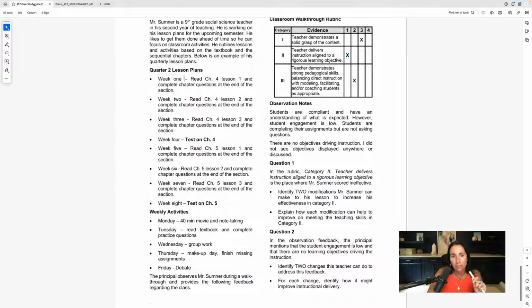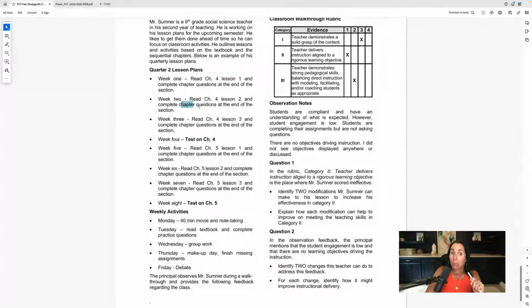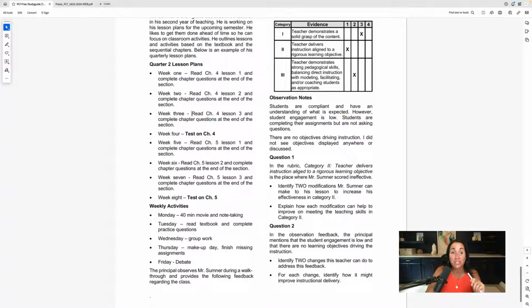So let's have a look at the lesson plans. Week 1, read chapter 4, lesson 1, and complete chapter questions. Okay, week 2, read chapter 4, lesson 2, and complete chapter questions. Okay, week 3, read chapter 4, lesson 3, and complete chapter questions. Okay, there doesn't seem to be a whole lot of rigorous learning here. And I don't even see an objective. I don't see the terms, the student will identify important aspects of blah, blah, blah. The student will evaluate yada, yada, yada. I don't see any of that happening here.